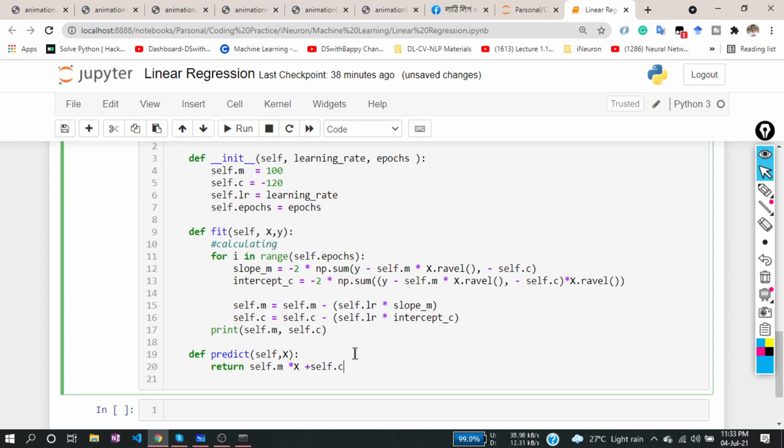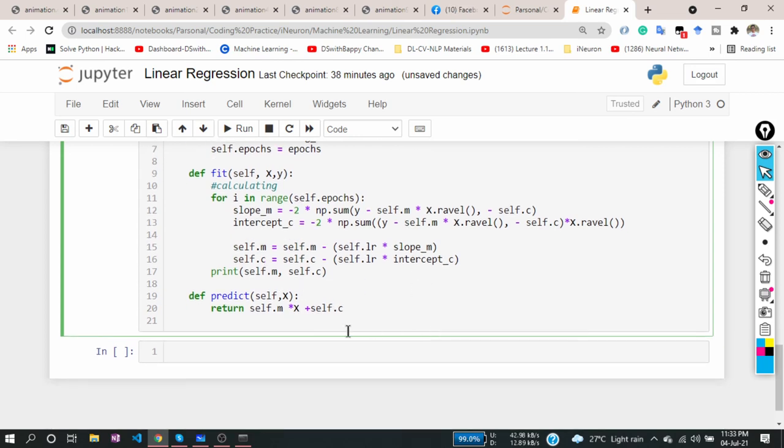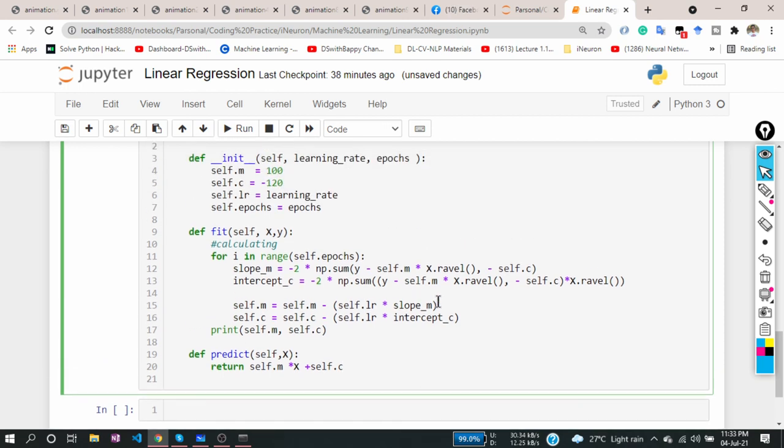Then what is the self? Won't you give x dot ravel? Yeah, you can say that. But I think you have to give ravel also, because if you don't give that, it will work for now since we have only two data points. But suppose we have two or three data points, then it may not. It's a good practice to give it.